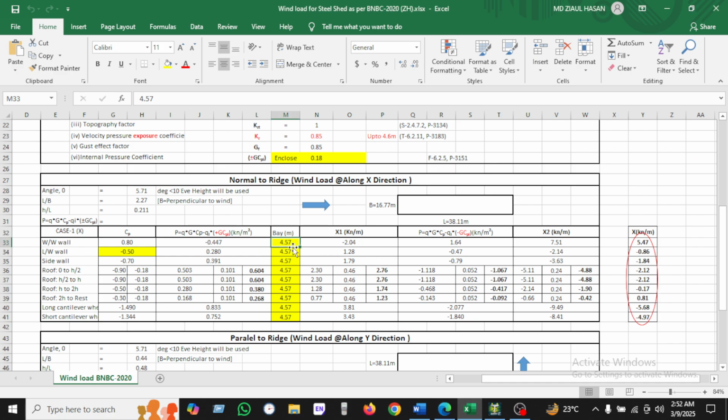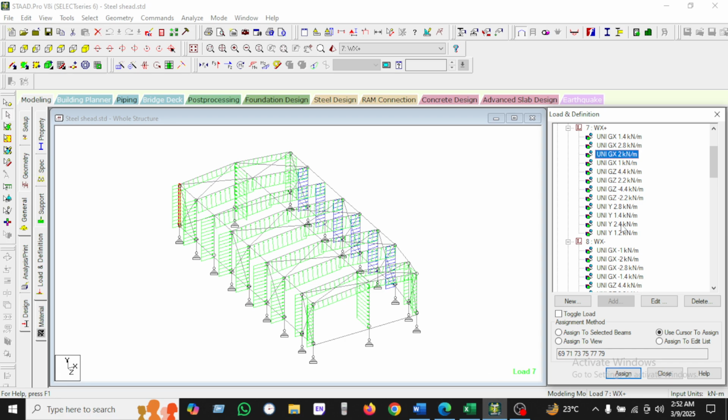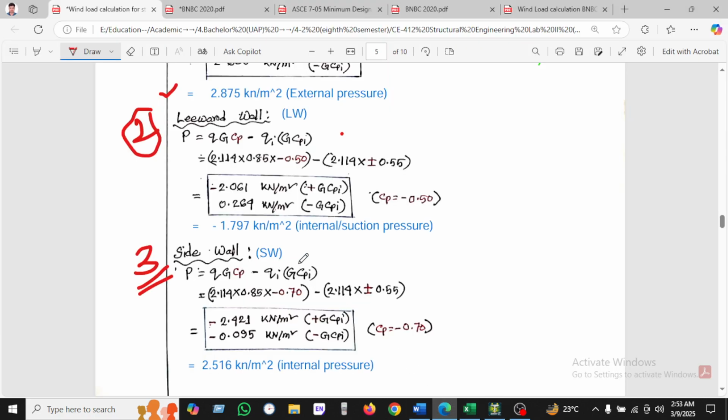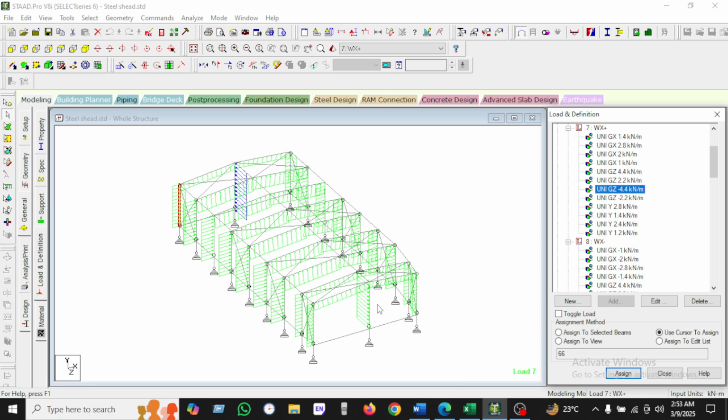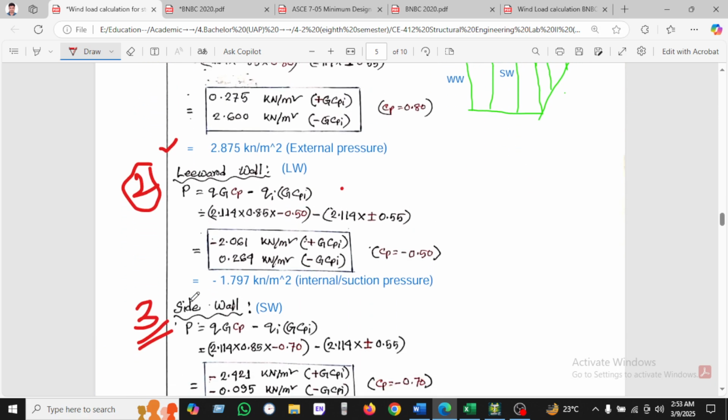After that you have to multiply with the bay distance, as it is found in kip per meter, but here we have found kilonewton per meter. And the third one we have seen here is the side wall. The side wall is here and here. So where is the side wall? This is the side wall, and this is also a side wall. These two side walls will be the same, the same value has been put in here. And the fourth will be the leeward, windward, side wall.